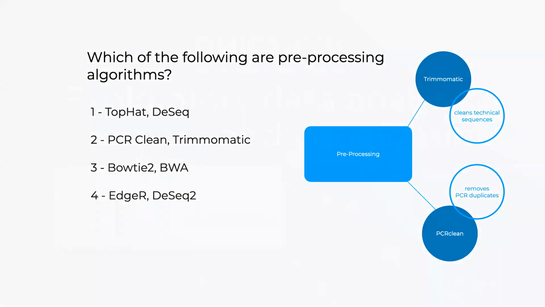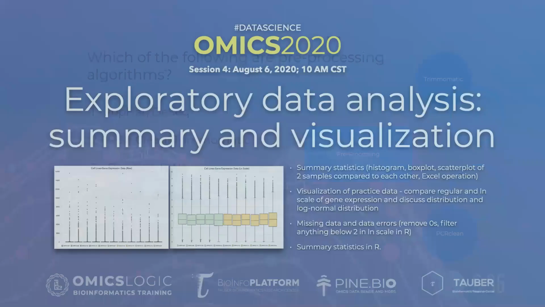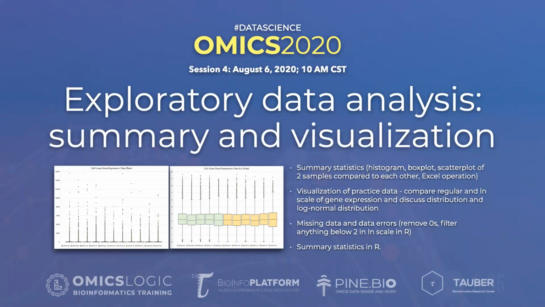So now let's talk about the output from this pipeline. So hopefully soon it will finish. Once we get that, we will take a look at how the data looks. How do we characterize or describe this data? And then how do we prepare that data for downstream analysis? And how do we deal with some of the issues? So here are some of the things that we want to cover today: summary statistics, visualization, missing data and data errors, and summary statistics in R. So we'll do some practice in R as well.